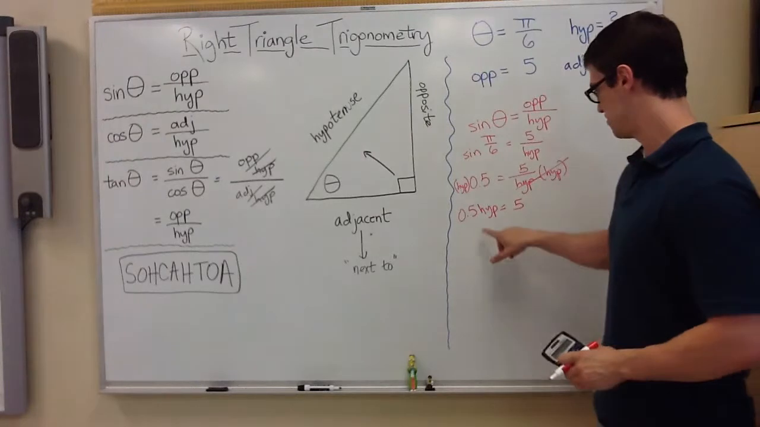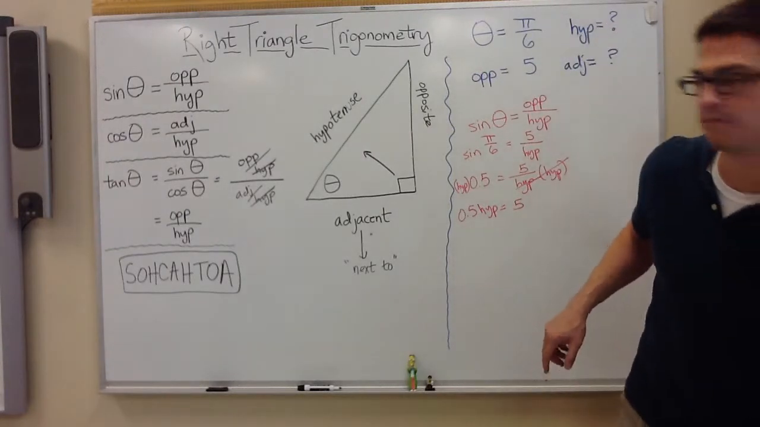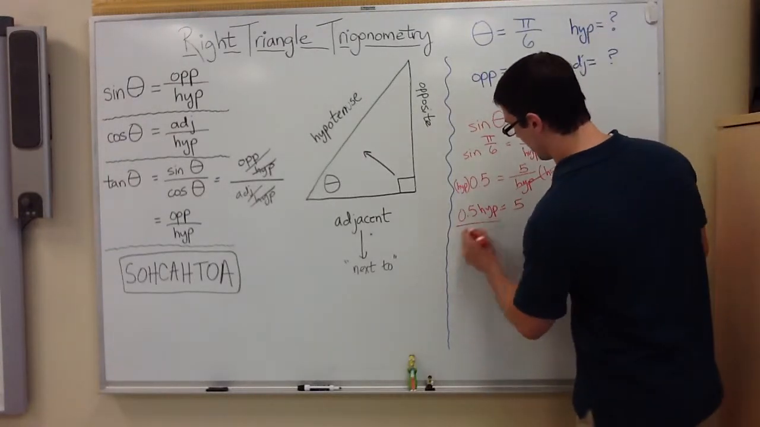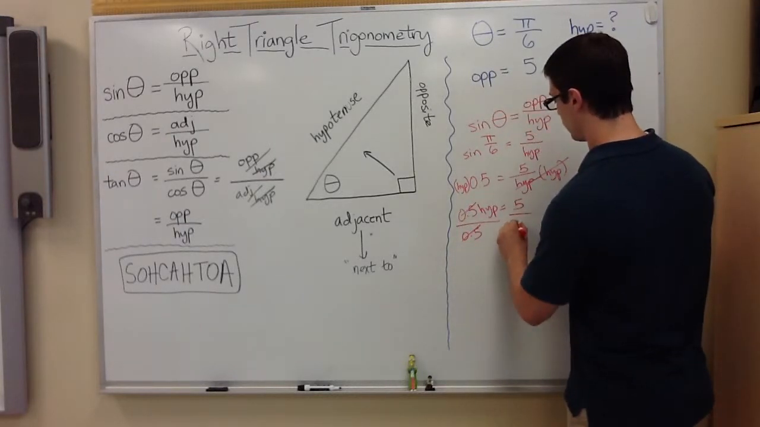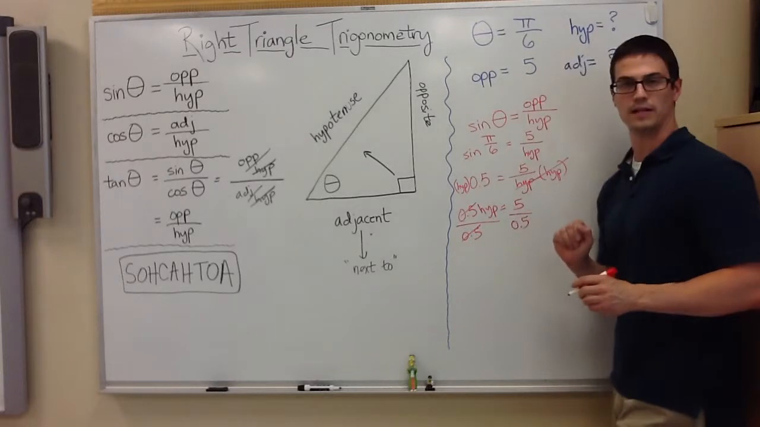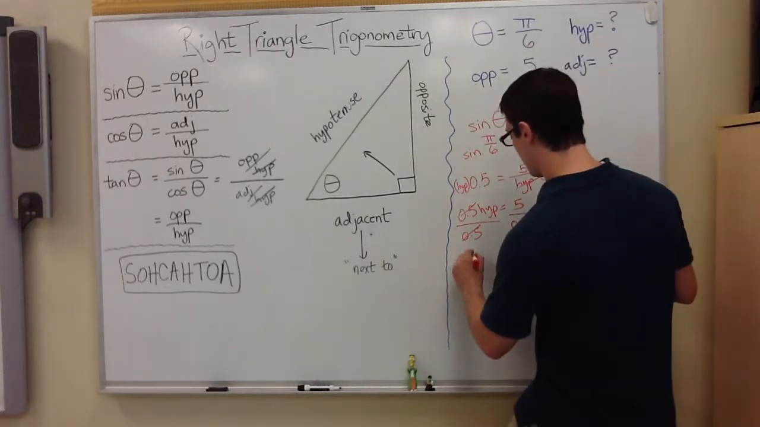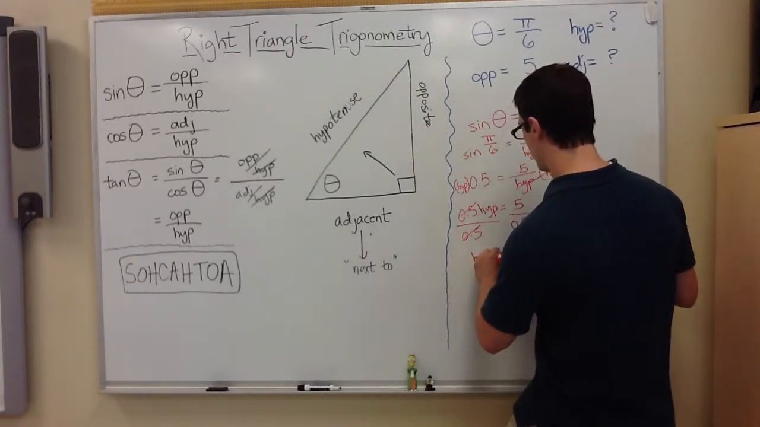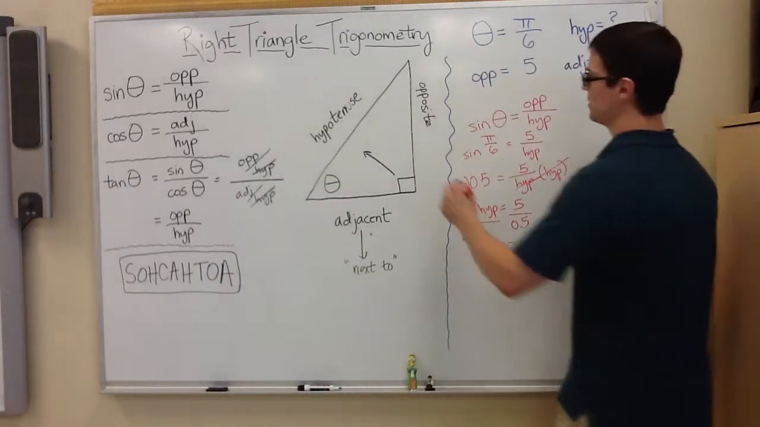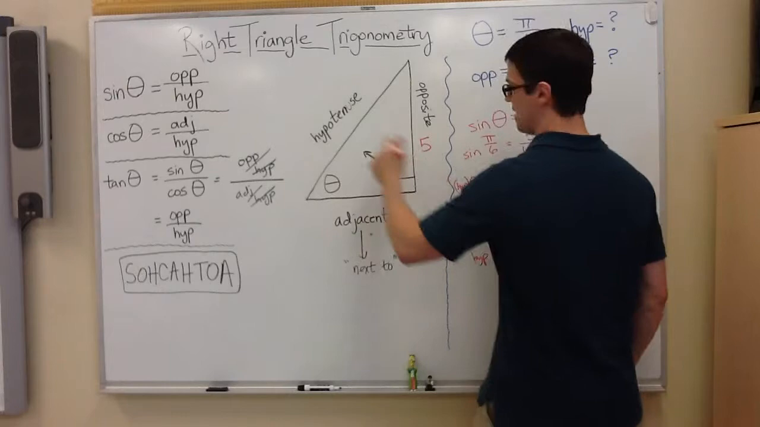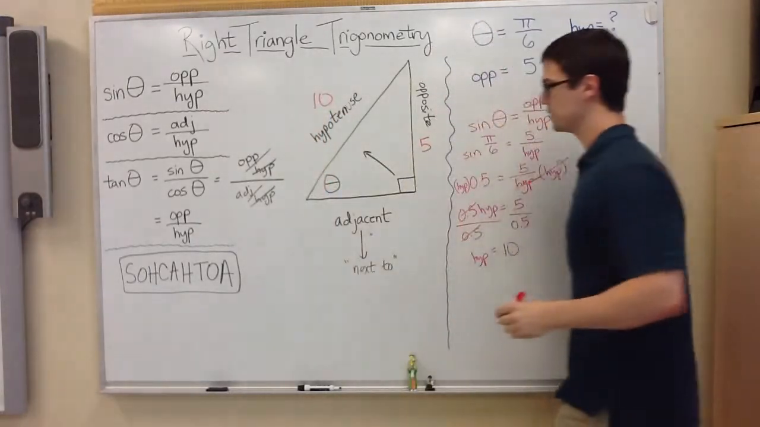Now to solve this, I need to get rid of this 0.5. Okay, since I'm multiplying, I need to divide, so I'm going to divide by 0.5. 0.5 cancels. When I do to one side, I have to do the other. Equal rights in math. And you end up with the hypotenuse being equal to 10. Okay? So the opposite here is 5, and the hypotenuse is 10.